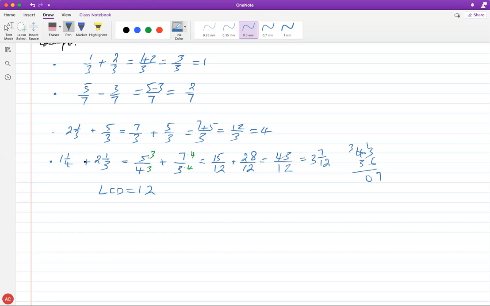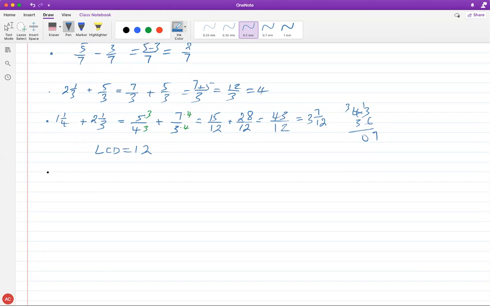It works the same way if you have a subtraction: the same way to convert, find the LCD. The only difference is that instead of adding at the end, you subtract. If you have subtraction, we subtract instead of adding. Now let's look at an example of subtraction.